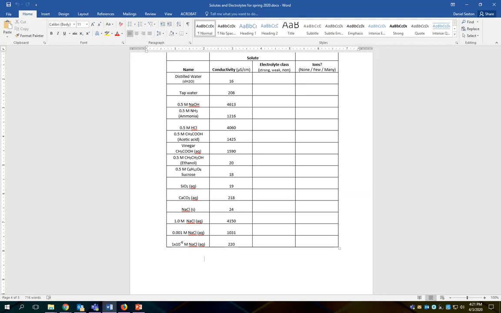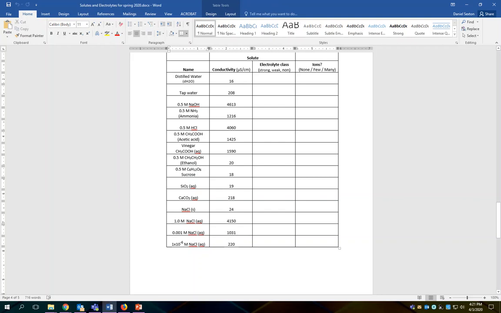So that's something that you need to take into account. Your conductivity, and basically the relative concentration of ions, so none, fewer, many, is determined by both the electrolyte class and the initial concentration of whatever the solute is. For most of these dissolved substances, especially early on in this table, the concentration is 0.5 molar, but then you can see the effect of varying the concentration of the same substance in these last three, which are all sodium chloride.